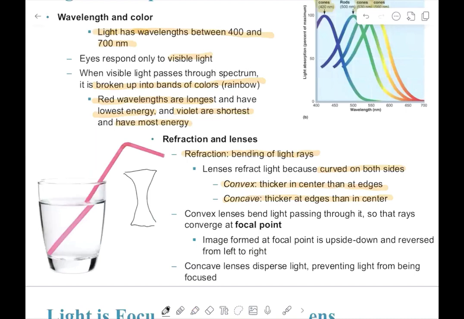It would look sort of like what I have drawn here, where it's now thicker at the edges than at the center. So the convex lens bends the light as it's passing through it, so the rays converge at the focal point. The image formed at the focal point is essentially upside down and reversed from left to right, and we'll see this on the next slide. A concave lens does the opposite, so it disperses light, and this prevents light from being focused. So a concave lens could be used for corrective vision. If you look very closely at some lenses, you'll see that they are concave because they disperse the light based on what sort of abnormality the eye may have. We'll see that in a few slides.